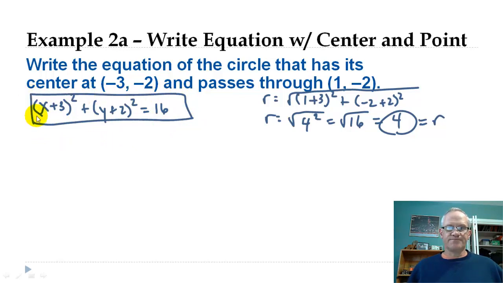Okay, makes sense? So if you know the center and a point, you can fill in a lot of the formula, but what you have to do is figure out what the radius is by doing the distance formula with the 2 points.